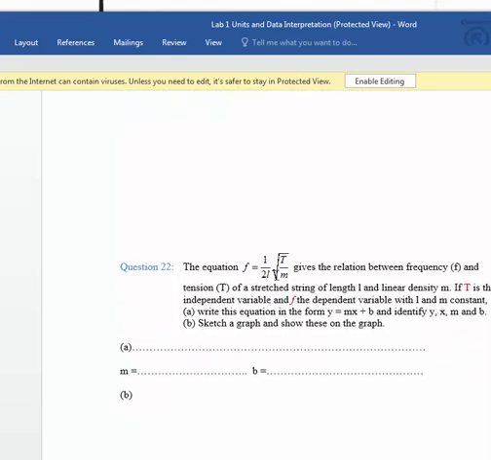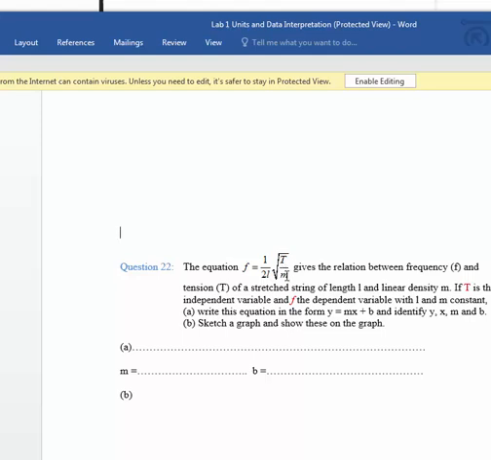All right. Now, here's another equation. You have f equal to 1 over 2l square root t over m, where t is a variable and f is a variable. Now, how do you write this in the form y equal to mx plus b? Now, there are several ways to do that. Maybe you can write it by first squaring the equation if you do not like the square root sign. If you square it, it becomes f squared equal to 1 over 4l squared t over m.